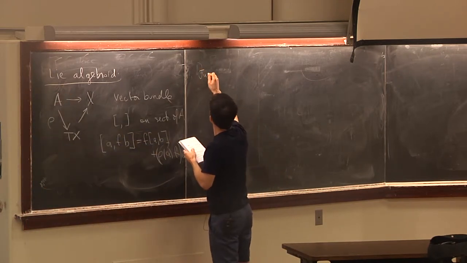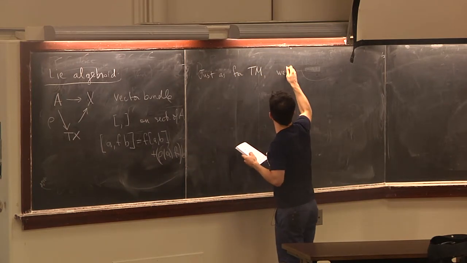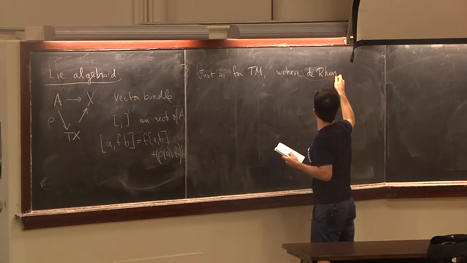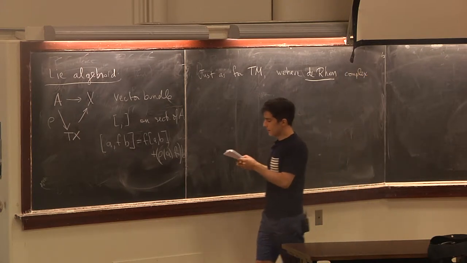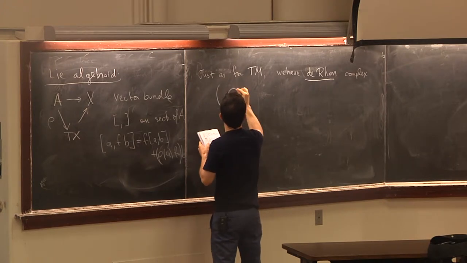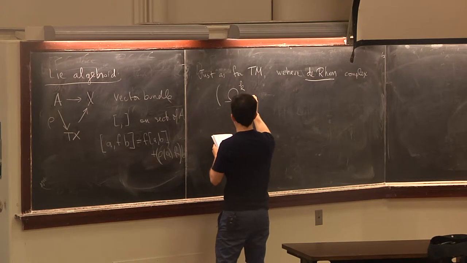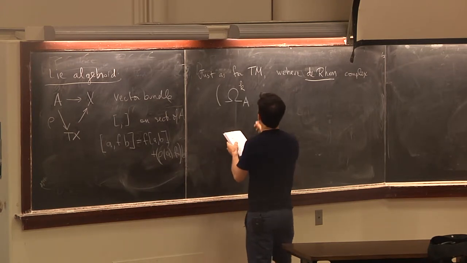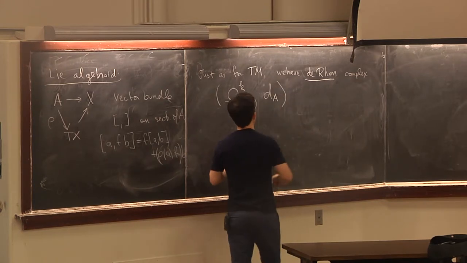So just as for TM, we have a de Rham complex. And this de Rham complex, I'll call it Omega^k, that's the usual de Rham complex, and I'll just put a subscript A. And the differential, instead of just the usual de Rham differential, will be d subscript A.